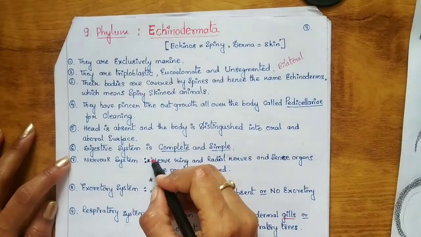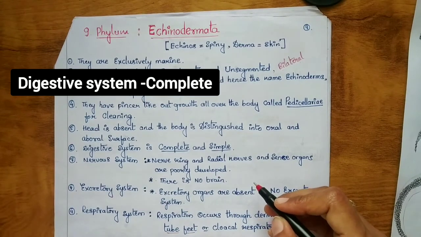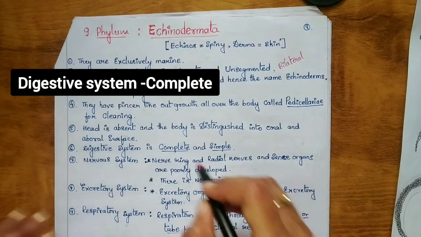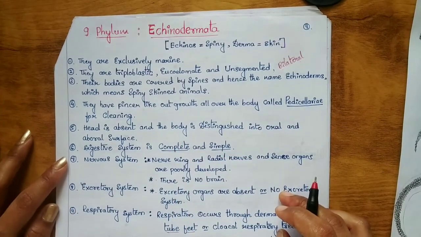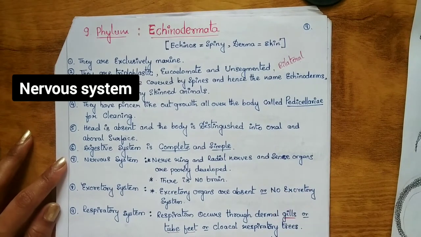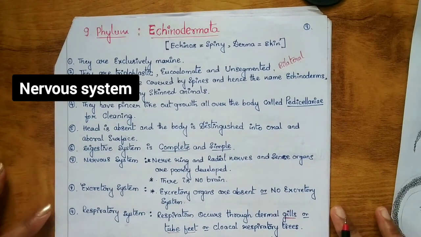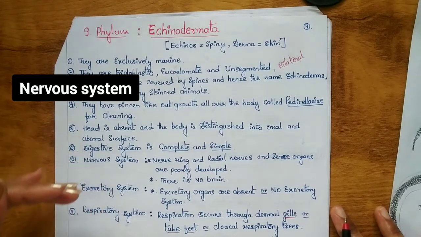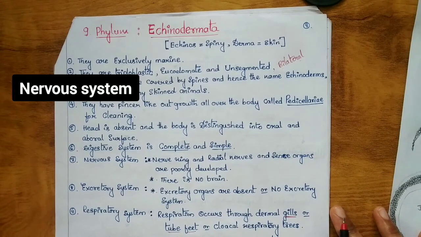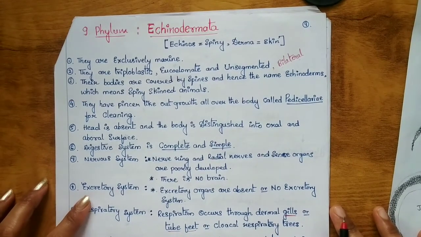Coming to the digestive system, the digestive system is complete here, and it is very simple. Complete means they have one opening for the mouth and another opening for the anus. That forms the complete digestive system. And next one is the nervous system. Here the nerve ring and radial nerves are present and sense organs are poorly developed. That means there is no brain. In the last point I said they don't have a head, right? So they don't have a brain also. And let us move on to the next one.